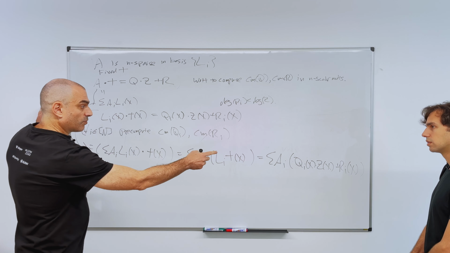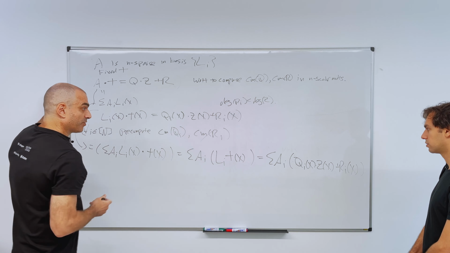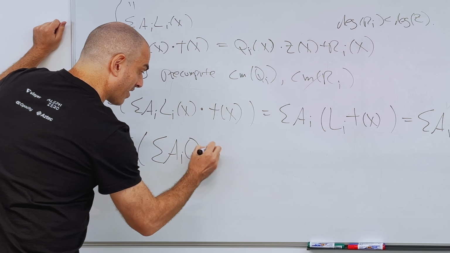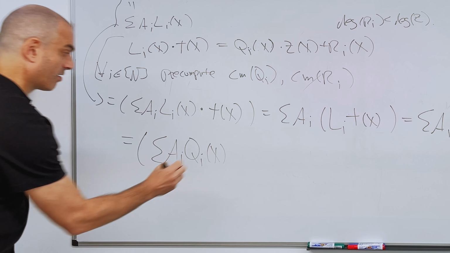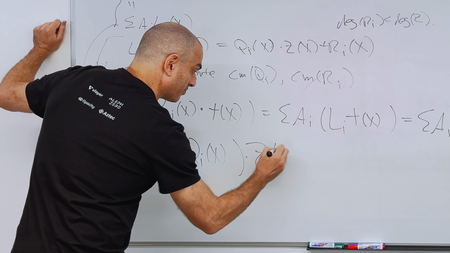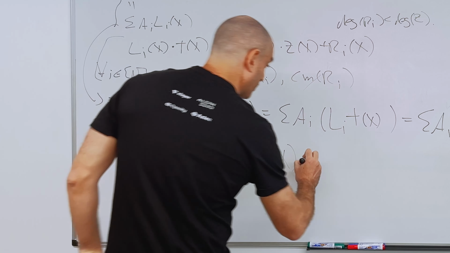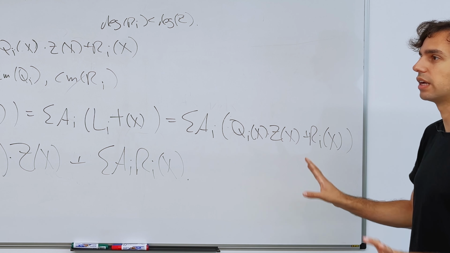And now let's take out the z. So this is the same as some sum of a_i q_i(x) times z(x), plus some sum of a_i r_i(x). So here you're distributing the a_i over this, and then keeping the Z out because it doesn't depend on any i. Yes.